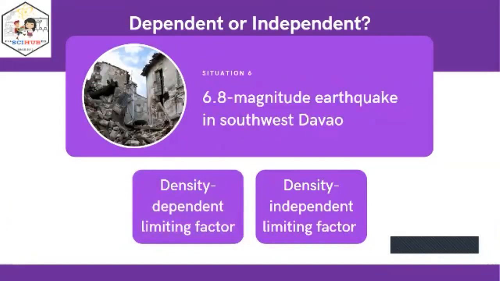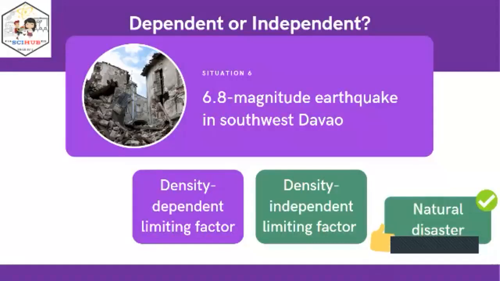Next, 6.8 magnitude earthquake in Southwest Davao. If your answer is density independent limiting factor, you're correct. This is a form of natural disaster such as the Taal volcano eruption. So ito yung hindi hawak o hindi nakadepende sa population density sapagkat ito ay natural disaster, isang physical phenomena, geophysical phenomena ng ating mundo.